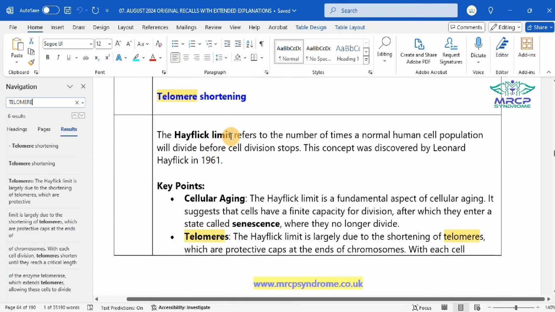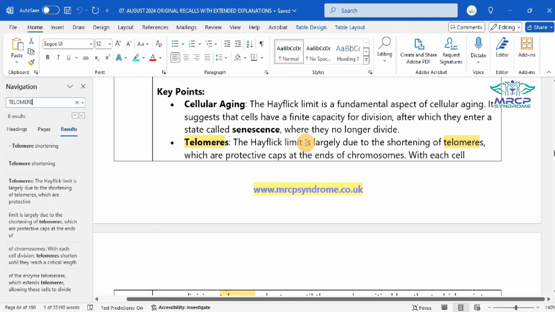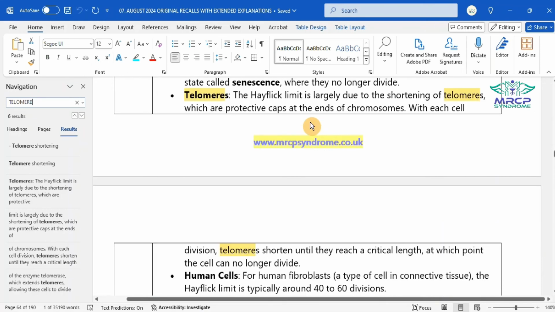So the Hayflick limit refers to the number of times a normal human cell population will divide before cell division stops. This concept was discovered by Leonard Hayflick in 1962. The Hayflick limit is a fundamental aspect of cellular aging. It suggests that cells have a finite capacity for division, after which they enter a state called senescence, where they no longer divide. The Hayflick limit is largely due to shortening of the telomeres, which are the protective caps at the end of the chromosome.